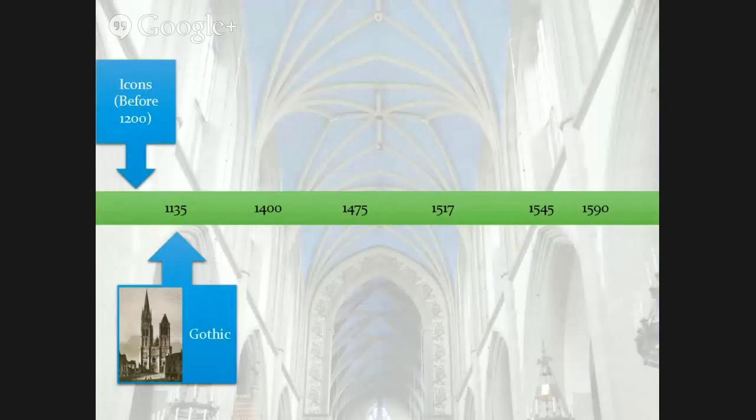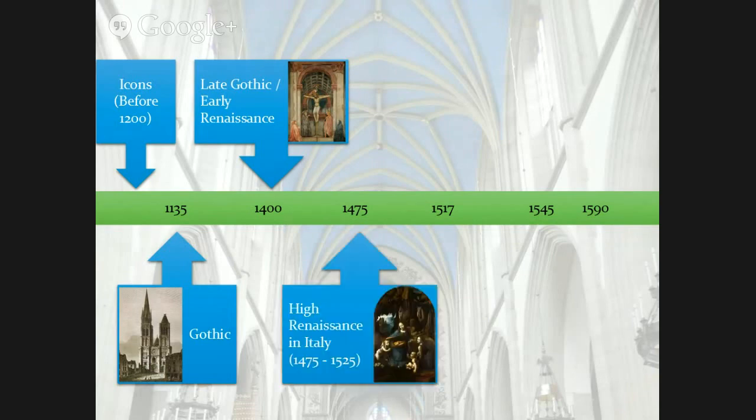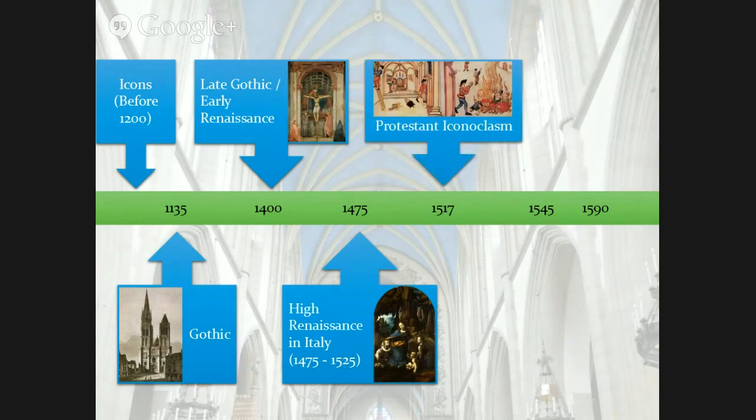So icons were the first one we looked at, then the Gothic style. Late Gothic moving into the Renaissance. The high part of the Renaissance in Italy at the end of the 1400s. And after the Renaissance, there comes the issue of the Protestant Reformation and many pieces of art being destroyed. The iconoclasm that happened there.